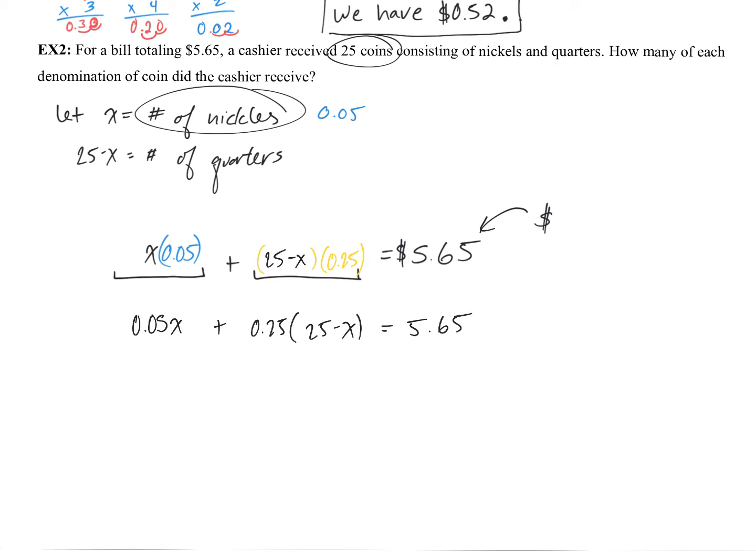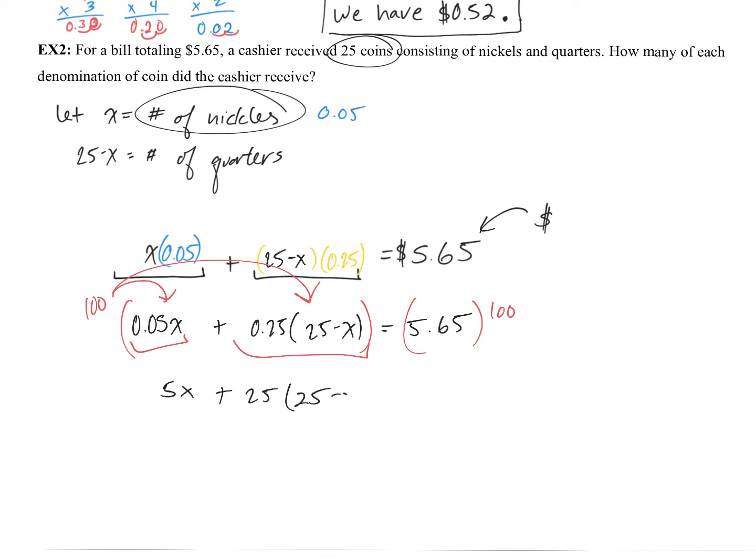Now, I don't know about you, but I don't really like having all these decimals around. I'm going to go ahead and get rid of them by multiplying by 100 to both sides. That 100 will distribute into both of these terms, and we'll get 5x plus 25 times 25 minus x equals 565.